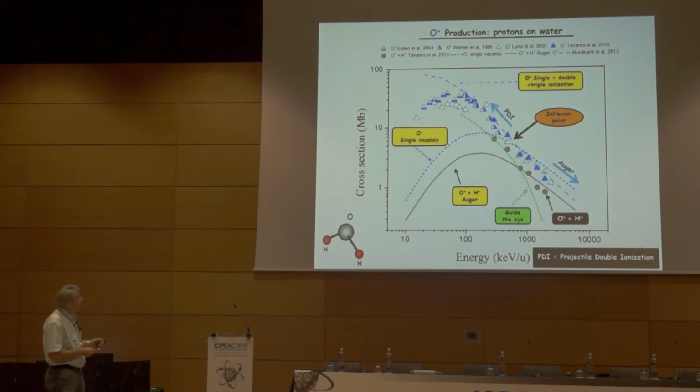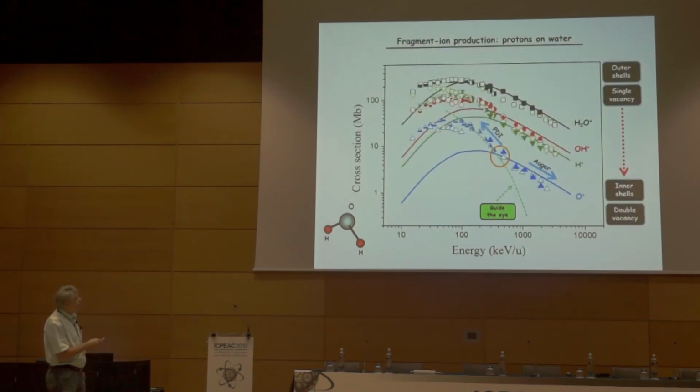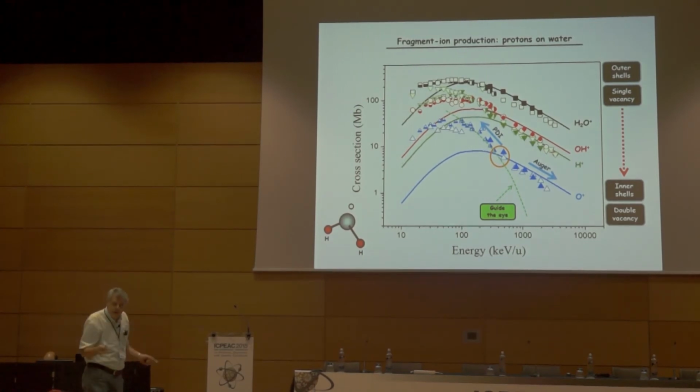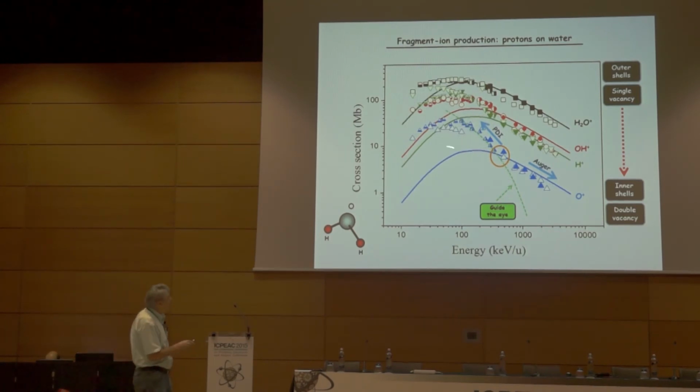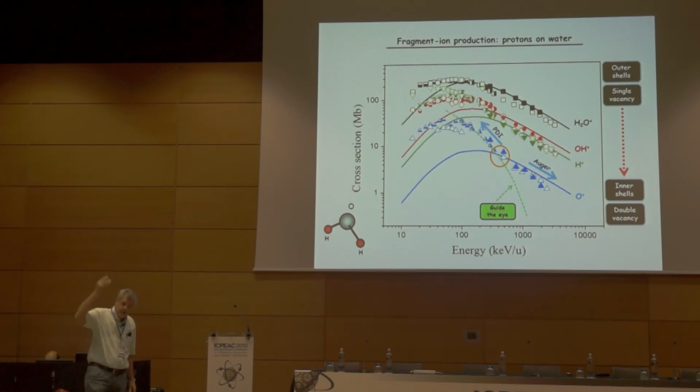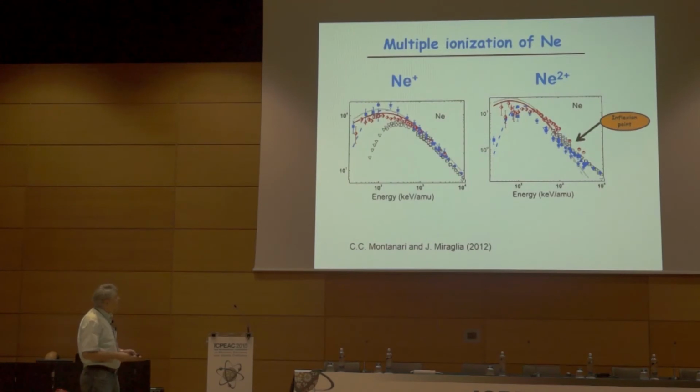I have to go fast. Okay, so this is the set of the water. The outer shells: single vacancy and one concavity, clear. Inner shells: two concavities, one inflection point. And just for the total cross-section, you can see by simple visual inspection if the fragment is generated by the outer shell or inner shells.